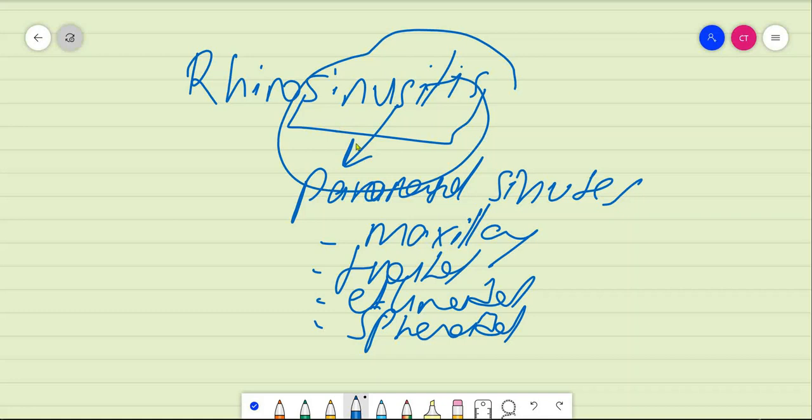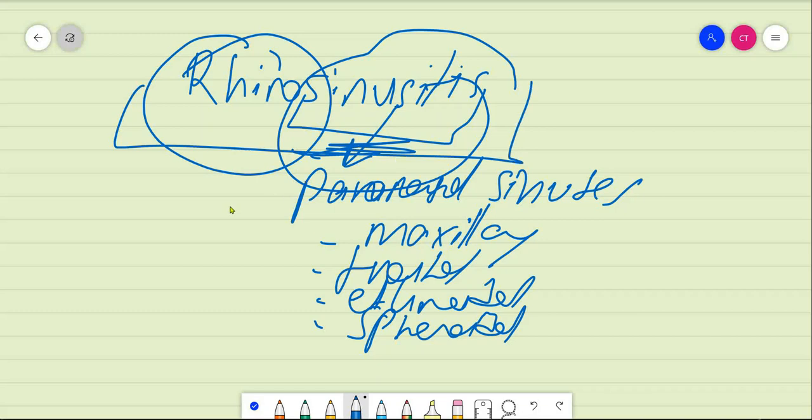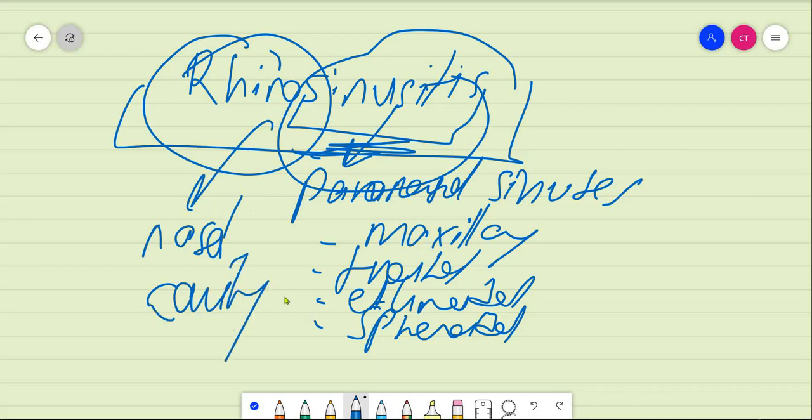However, in recent years, it is understood that the inflammation of sinuses most commonly occurs with the inflammation of the nasal cavity. And then they coined the term rhinosinusitis. This is the nasal cavity. And this is an infectious disease which has different etiologies.